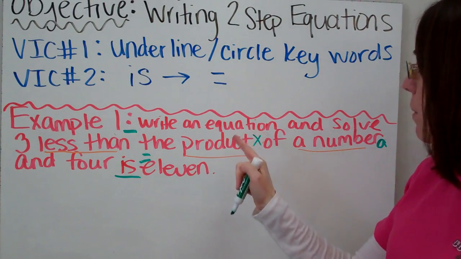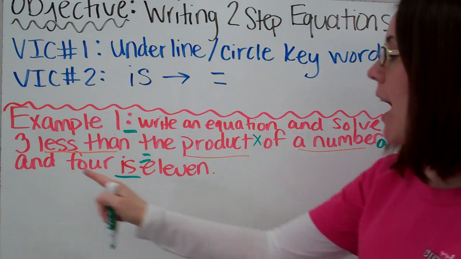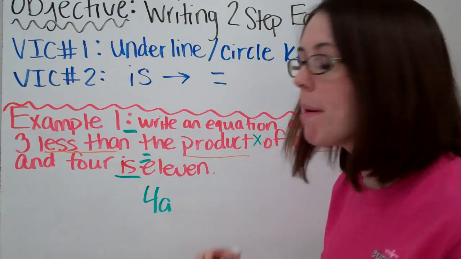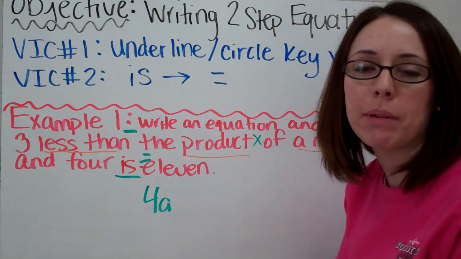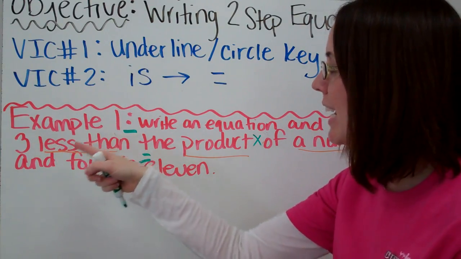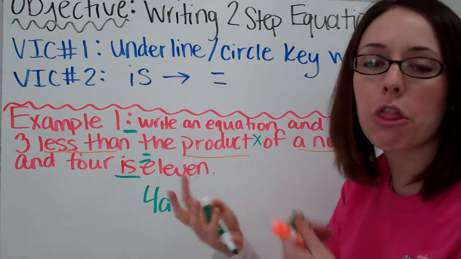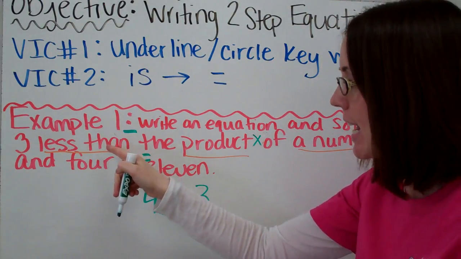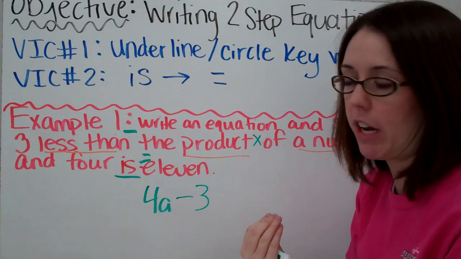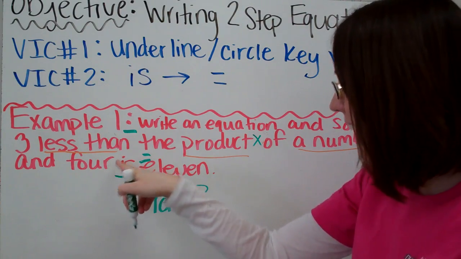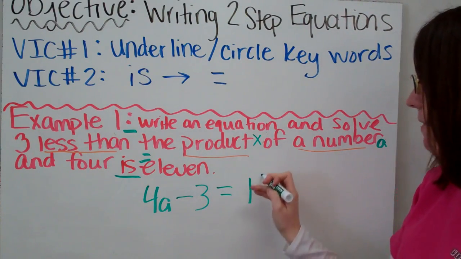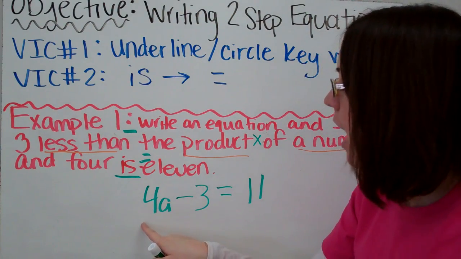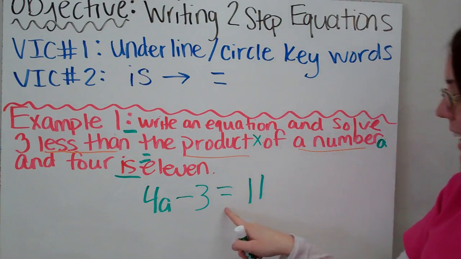Let's get started. How do we write the product of a number and 4? Let's write that as 4A. Remember, when two things are beside each other, that implies multiplication. 3 less than. We're going to take 3 away, so we need to subtract 3. Remember, with less than, it goes behind your variable. Is equals 11. So 3 less than the product of a number and 4 is 11.